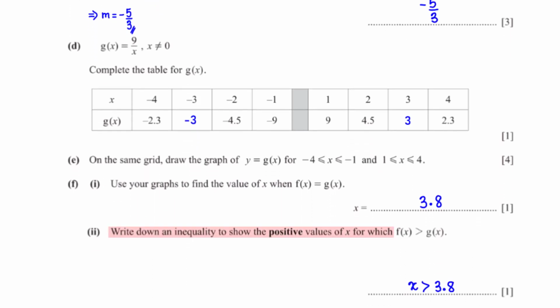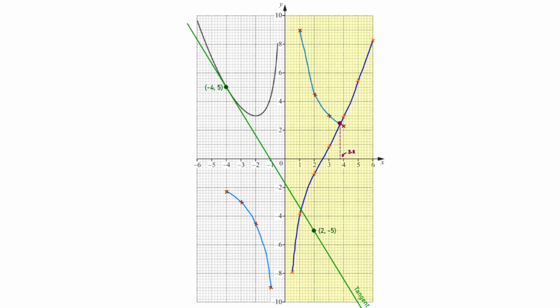Write down an inequality to show the positive values of x for which f of x is greater than g of x. On the grid, in the positive x region, we see that after the point of intersection, f of x rises above g of x, or in other words, f of x is greater than g of x. In this region, the x values are greater than 3.8.